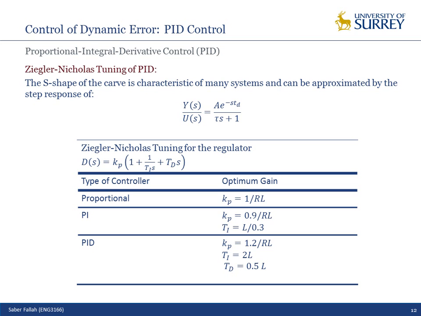If I want to use the PI controller, Kp is 0.9 over RL, and Ti is L over 0.3. If I want a PID controller, it's better to choose the proportional gain as 1.2 over RL, Ti equal to 2L, and Td equal to 0.5L. Okay? Do you remember this, Ziegler-Nichols, from the year 2 control module?